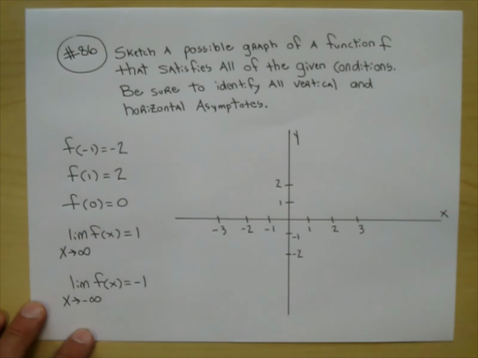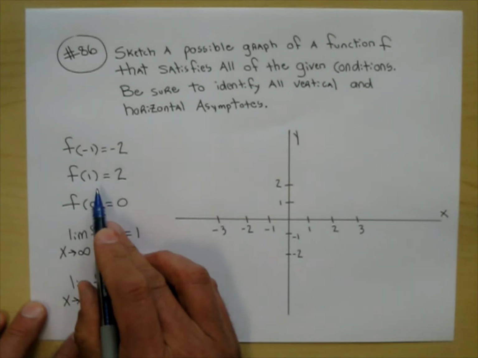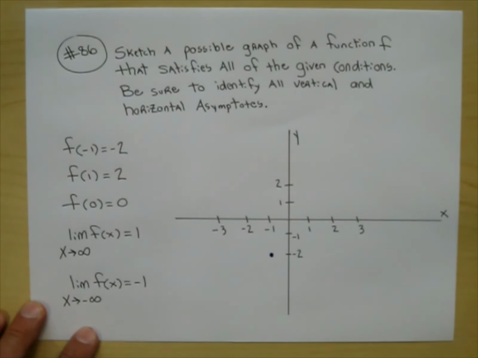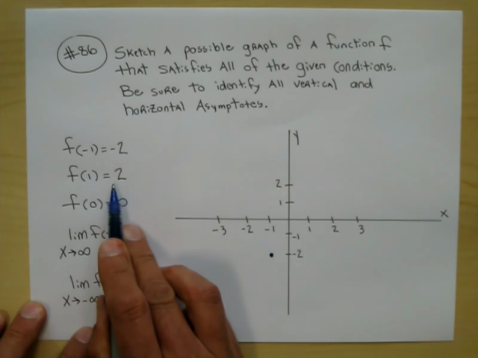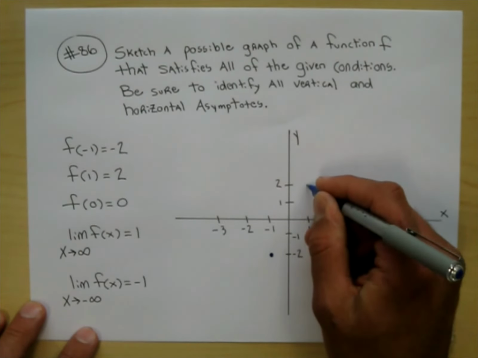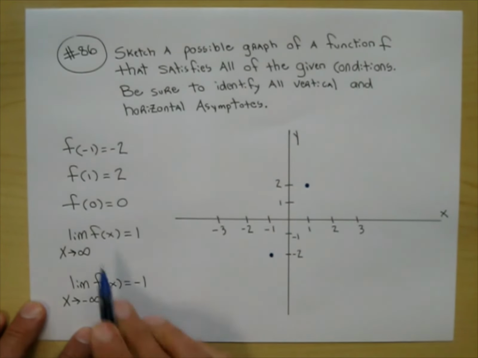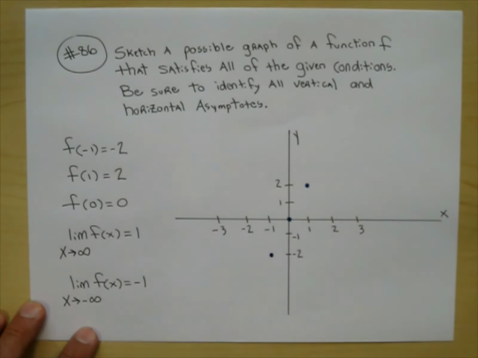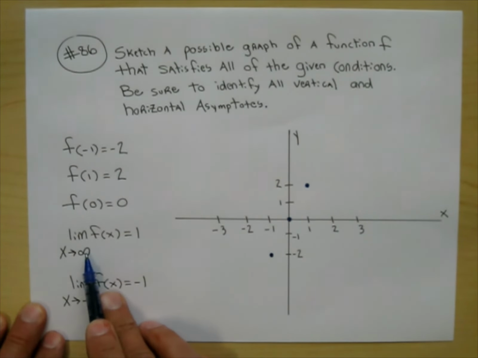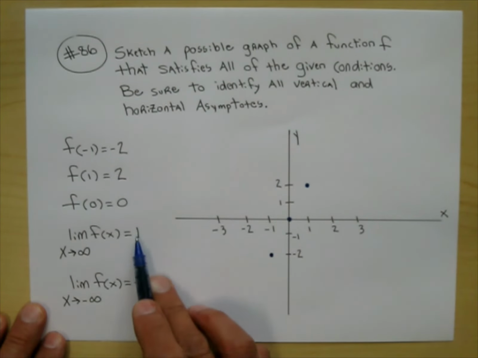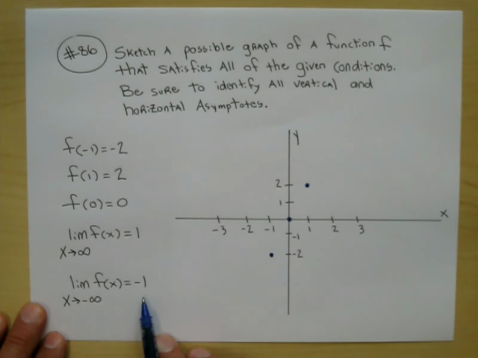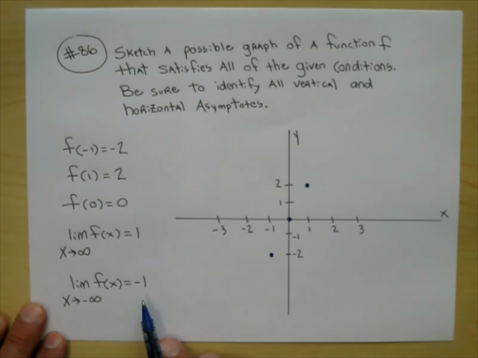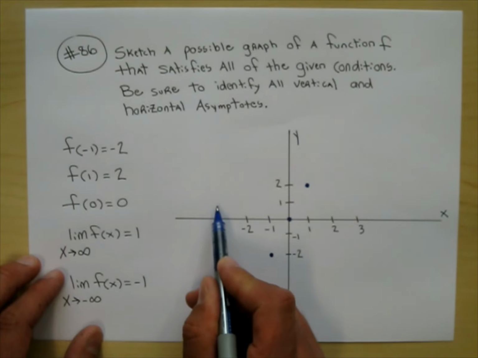It says f of -1, I'll do the graph in blue, is -2. So -1, -2, I'm going to put a dot right there. So the function has to go through that. F of 1 is 2, so I'm going to put the point 1, 2, put a dot right there. F of 0 is 0, so I'm going to put a blue dot right there. Now, these limits at infinity have numbers, which means you're going to have a horizontal asymptote at y equals 1 and another one at y equals -1. So I might as well put those horizontal asymptotes.